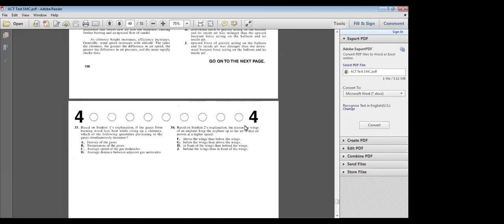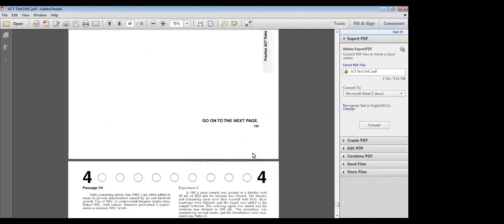Based on student 1's explanation, if the gases from burning wood lose heat while rising up a chimney, which of the following quantities pertaining to the gases simultaneously increases? Which one? The density of the gases increases, yes, because they're not as spread apart, they're not as speedy, all that. So, based on student 2's explanation, the reason the wings of an airplane keep the airplane up in the air is that air moves at a higher speed, F, right, above the wings than below the wings. All right, so you guys did good on that.